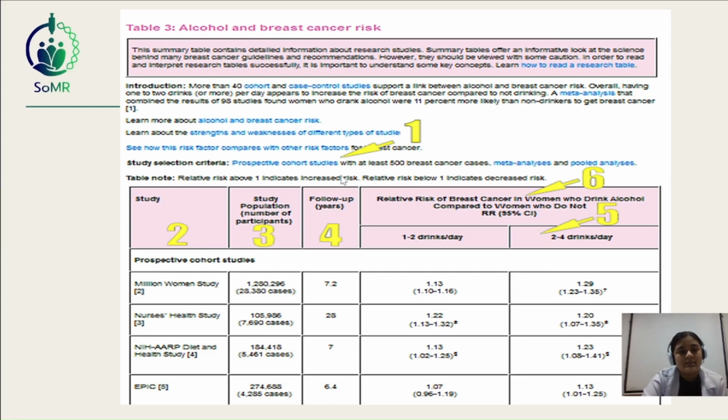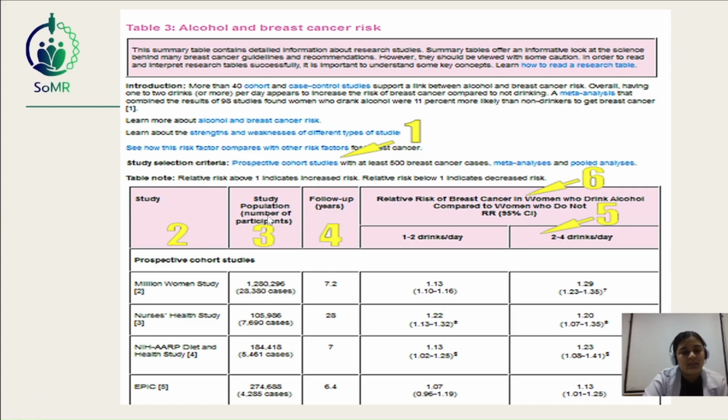So number one is the study selection criteria. We've decided that we're going to be taking prospective cohort studies in this specific meta-analysis or systematic review. So we've done that. Next, we create a table. Some factors that we're going to be discussing is studies. So we've added all the studies that we've included. These are prospective cohort studies and their references have been added.